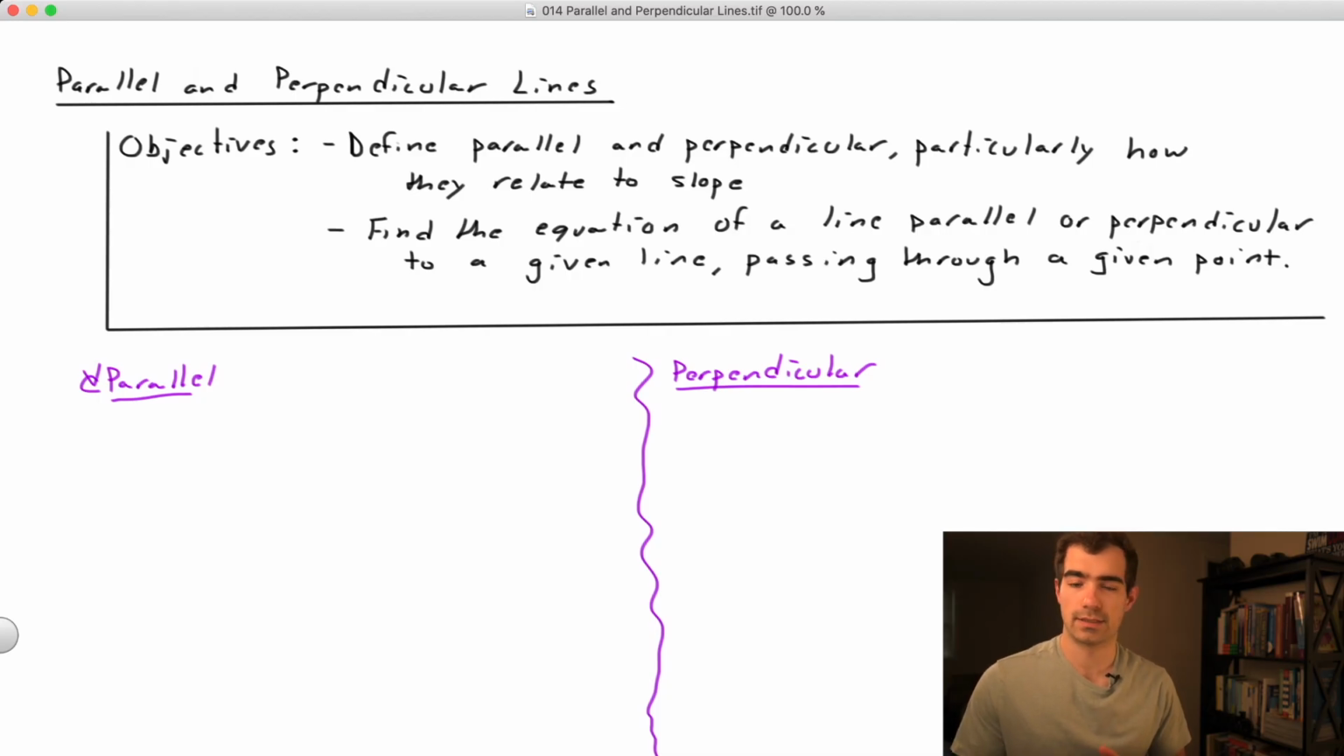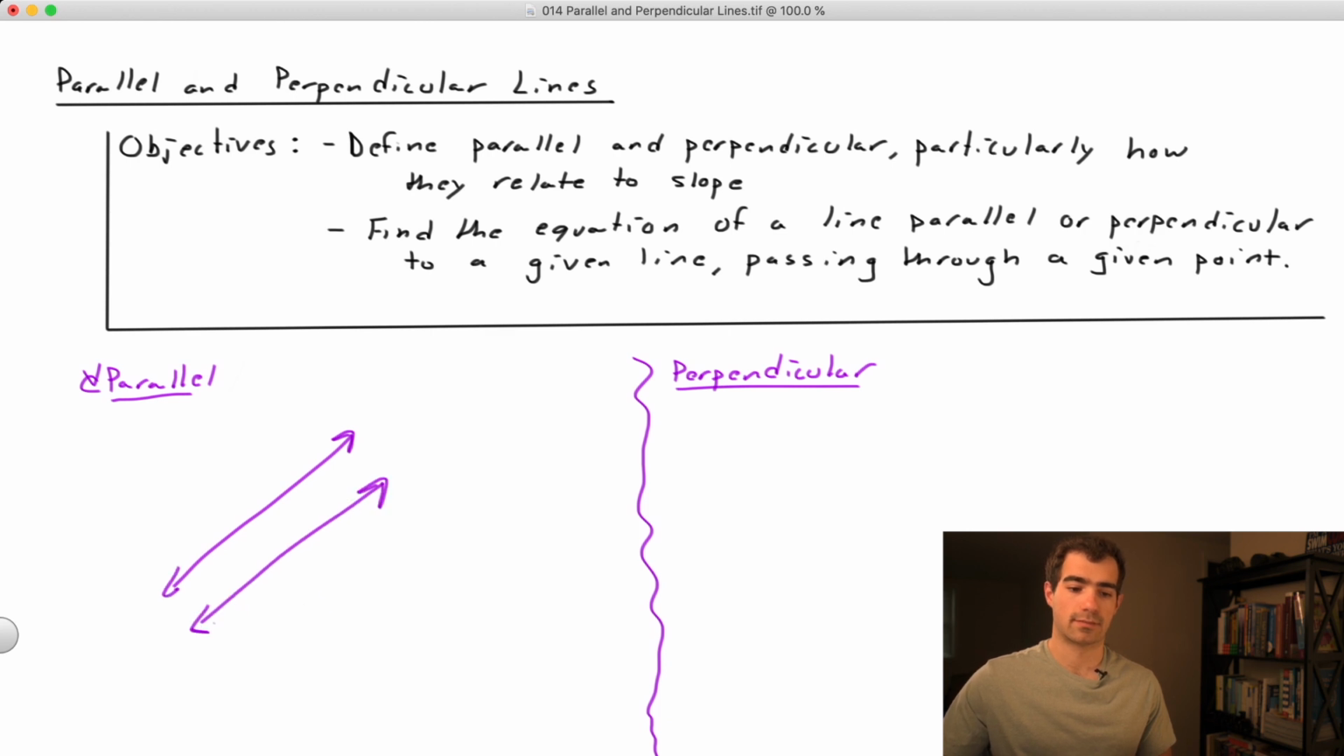If you've happened to take a geometry class before, you may be familiar with the terms parallel and perpendicular. And in that setting, you may have defined parallel as two lines that extend off forever but never intersect, never meet. And those might look something like this, right?